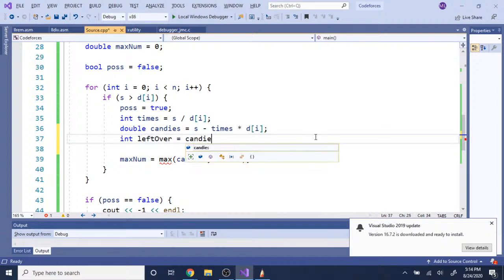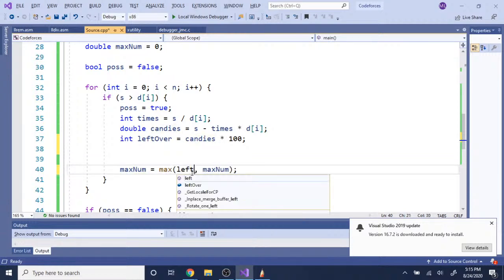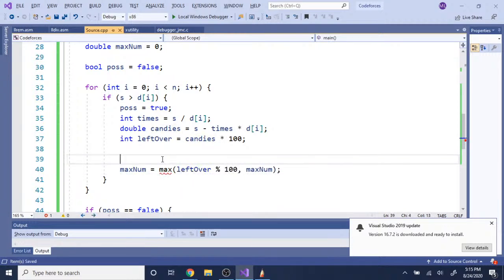It's gonna equal candies multiplied by 100. And then now what I'm gonna do is get the last two digits. So to do that, I'm gonna mod by 100. So if I have 2.30 multiplied by 100 is 230. Mod by 10 would get me 0. Mod by 100 would get me 3. No. Mod by 100 would get me 30. Oh, okay. So I get leftover mod by 100. Yeah, I could do that.